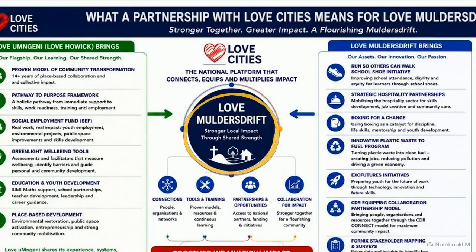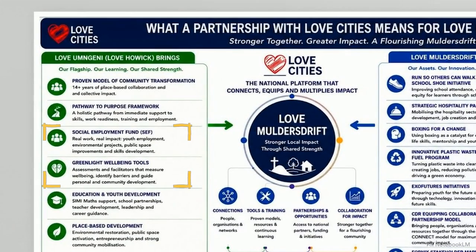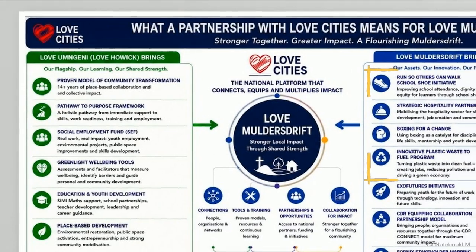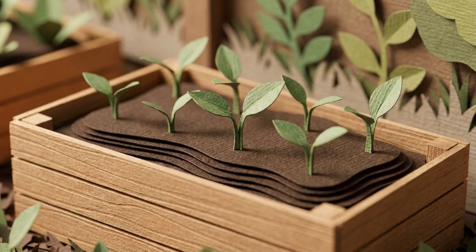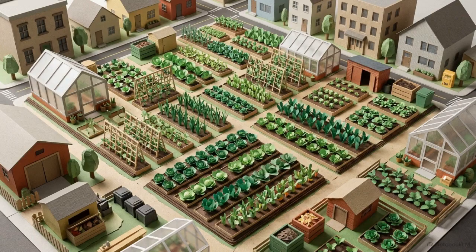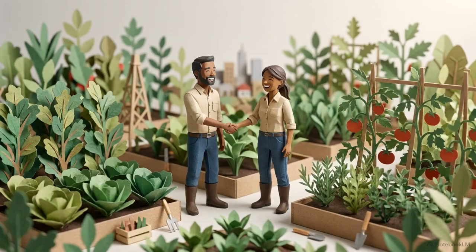This map illustrates the Love uMngeni and Love Muldersdrift partnership. The green column highlights uMngeni's tools, the Social Employment Fund, and Greenlight. The blue column shows Muldersdrift's innovation, the School Shoe Initiative, Boxing for a Change, and a Plastic to Fuel program. Communities achieve rapid scale through this shared symbiotic ecosystem. By sharing proven systems and specialized programs, no one has to waste time reinventing a solution that another city has already perfected.